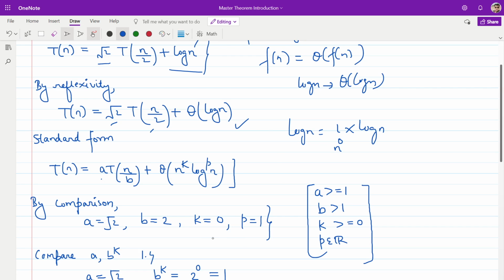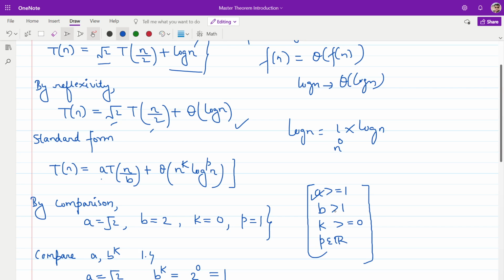Now that we have obtained the values for the coefficients a, b, k and p, the next step involves finding out if these values actually conform to the different constraints. Now these are the constraints that are required for a problem to be solved by using Master's theorem, and we will check one by one if these constraints are satisfied. So the value of a should be greater than or equal to 1. In our case, it is equal to root 2. That means constraint 1 is satisfied.